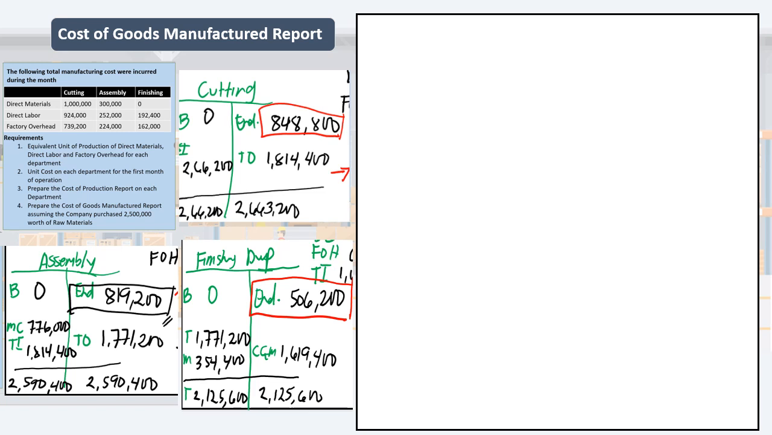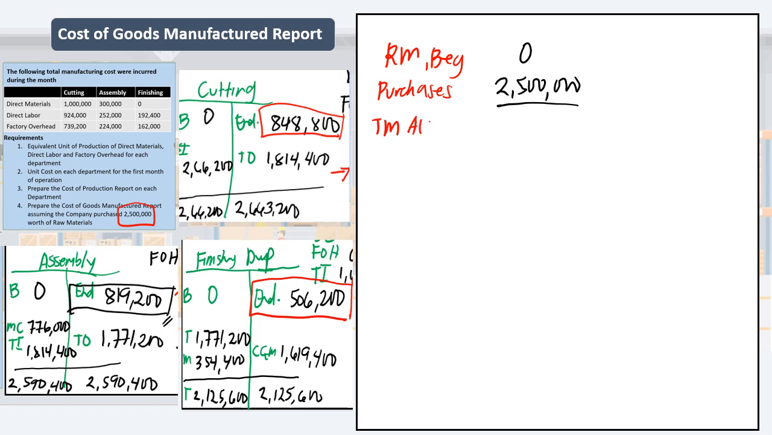Of course, let's first compute our raw materials. Let's put here raw materials, beginning. As we all know, our raw materials beginning is 0. Then we just add the purchases, which is provided in the given. Our purchases is 2.5 million, so we put 2.5 million here. The result would be total materials available for use, which is also 2.5 million pesos.